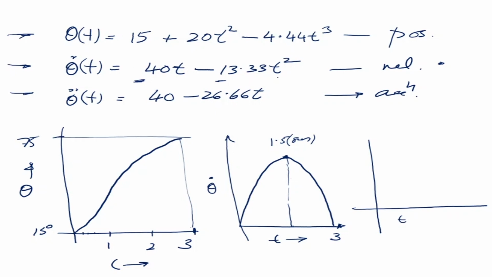This is my time axis, and that is my theta double dot axis. So what we'll see is that it is going to go like this and like that. If you look at this equation, what is the acceleration at time equal to 0? At time equal to 0, acceleration is 40. At the end, at 3 seconds, it will come back here, and exactly at 1.5 it will cross the middle section, from the positive side to the negative side. So this is the variation of theta, theta dot, and theta double dot.